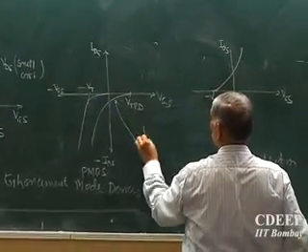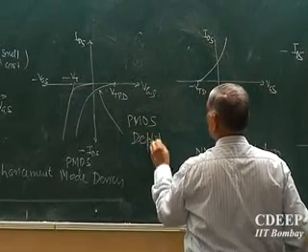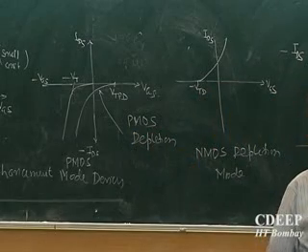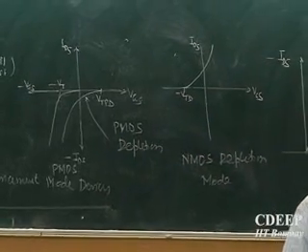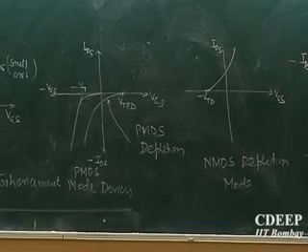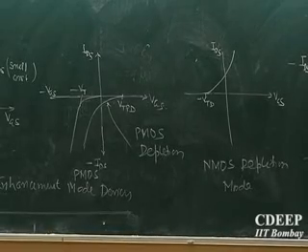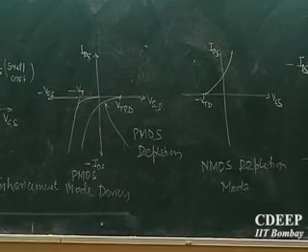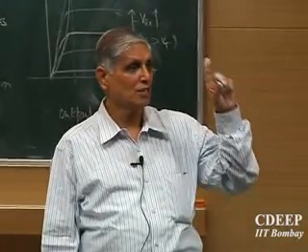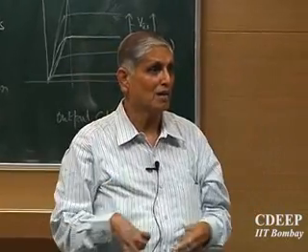This is PMOS depletion. So what is the threshold of PMOS depletion? Plus VTP from plus value. N channel VT depletion is minus VT. Enhancement mode N channel device VT is positive. Enhancement mode P channel device VT is negative. So these four things must be in mind.